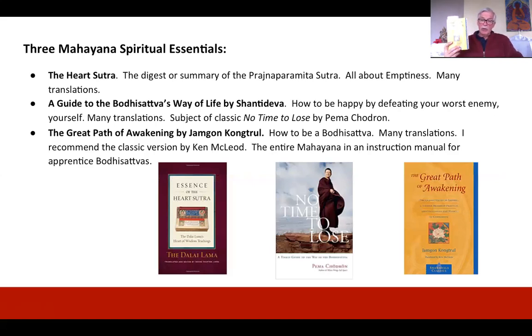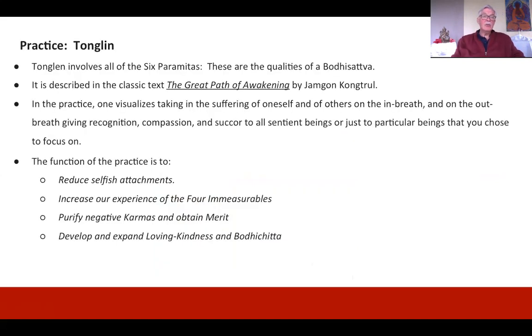Jamgon Kongtrul was the great editor, the compiler, the Tibetan monk who put the final version together, but it's actually ancient Indian spiritual practices. The whole Mahayana is contained in the Great Path of Awakening, including one of the practices I'm going to tell you about right now to conclude, which is Tonglen. A lot of you have heard about it. It's described in great detail, how to do it and the context for why you would do it, in the Great Path of Awakening.